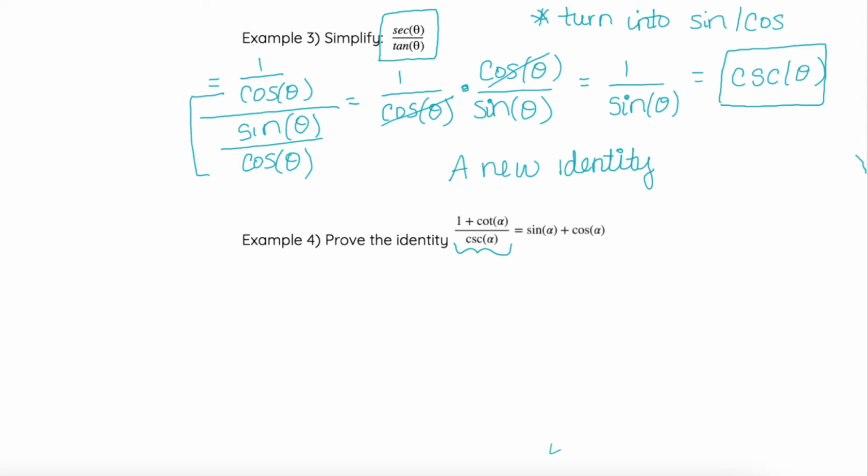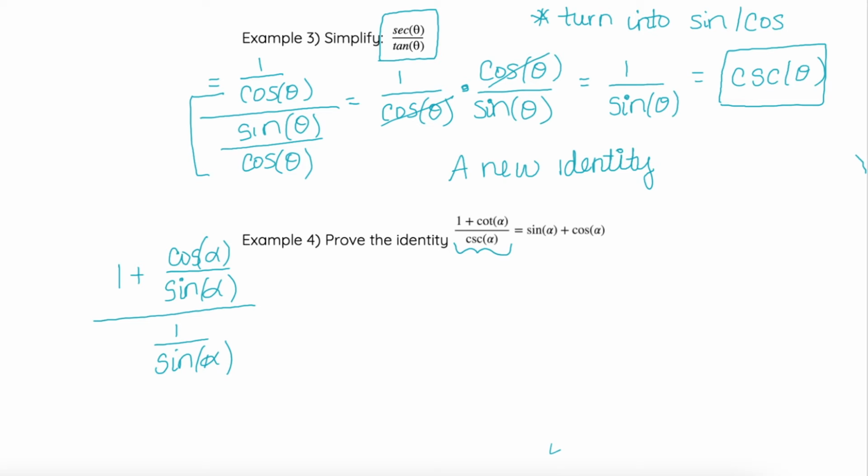So this will be 1 plus cotangent. Cotangent, looking at our trig identity, is the reciprocal of tangent. So I'll have cosine of alpha over sine of alpha, all over. Cosecant, I know, is the reciprocal of sine. So 1 over sine of alpha.